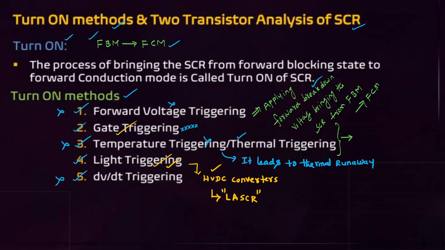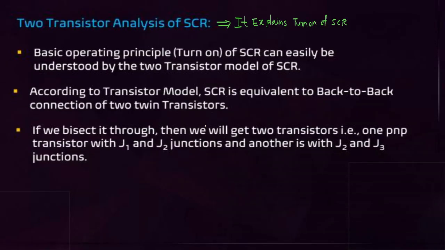Before starting the detailed discussion of light triggering and gate triggering, first we have to concentrate on the two transistor analysis of SCR. Mainly gate triggering and temperature triggering can be clearly understood by using the two transistor analysis of SCR. According to two transistor analysis, SCR is equivalent to a back-to-back connection of two twin transistors. This is important.